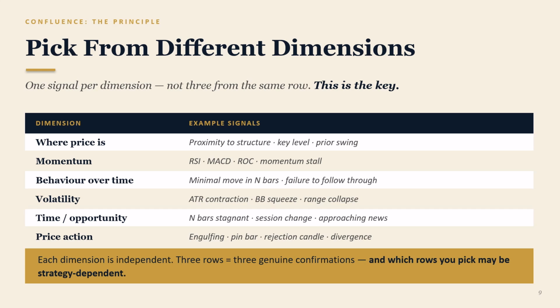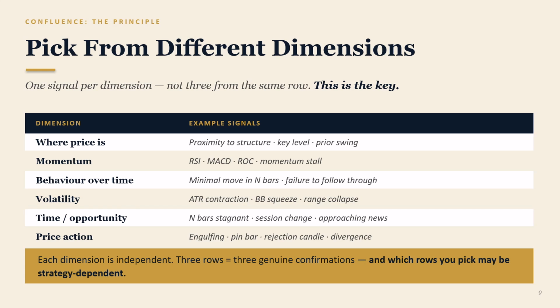Momentum could be an RSI or a MACD or a rate of change or a momentum stall. Behavior over time could be a minimal move in X number of bars, so it hasn't moved more than one ATR in 5 bars. Volatility could be an ATR contraction or a Bollinger Band squeeze. Time opportunity could be, again, something like N bars, it's stagnant, or a session change, or approaching news. And price action, of course, we've got various types of price action described.